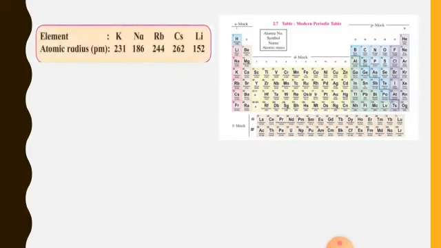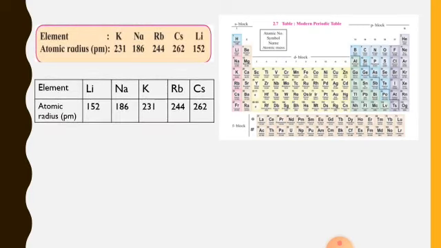Then a similar question is there which we have to find out now. The elements and atomic radius are given. Again you have to arrange this. Now if you look, these elements belong to which group or which period? K, Na, Rb, Cs and Li. Here you can see these belong to group 1. K is here, Na is here, then Rb is here, Cs is here and Li is here.